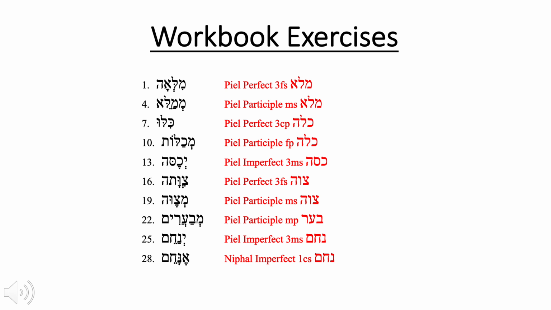Number 28 is a nifal, not a PL, even though we see the dagesh in the nun. That is not the root letter that is in the middle. In this case, it would be chet. We also have an I-class vowel under the aleph and a kametz under the nun. These are both indications that this is a nifal imperfect, and since it starts with an aleph preformative, we know it is 1 CS.